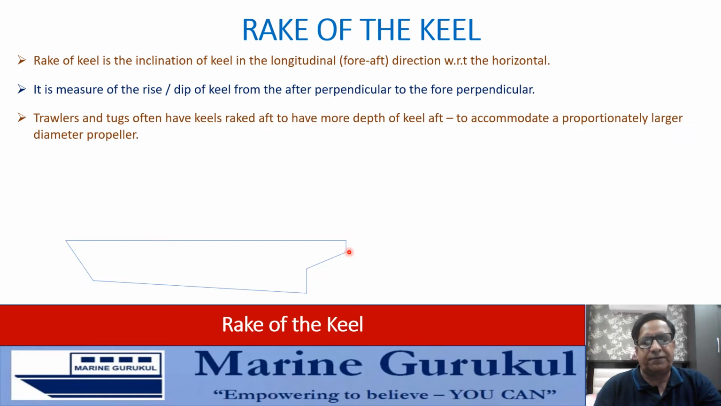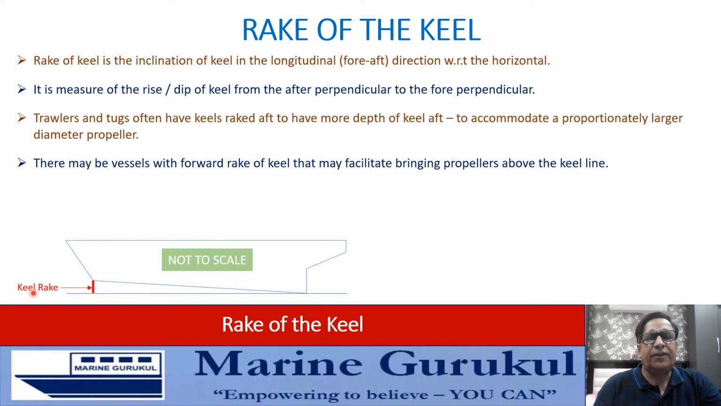and this is what is called keel raked aft. And how do we measure the rake? We draw this horizontal at the level of the keel in the after part, and we measure this height difference of the keel at the forward perpendicular, and that is what is called the keel rake in this particular case. There may be vessels with forward rake of the keel that may facilitate bringing propellers above the keel line.